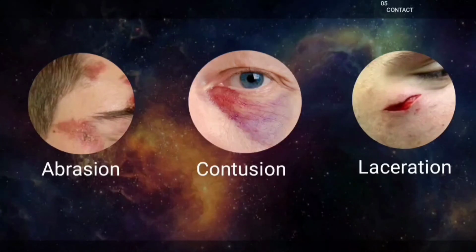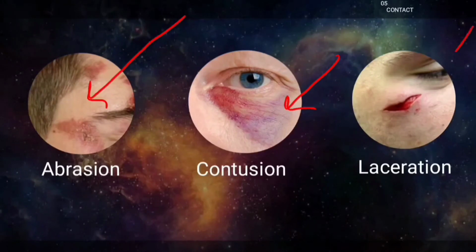Here is a demonstration of the difference between abrasion, contusion, and laceration. Here is abrasion, there is a break in the superficial epithelium, and contusion, there is no break in the superficial epithelium, but there is bleeding from subcutaneous tissues. And here is laceration, a sharp, clean cut in the overlying skin, and we'll discuss it later.